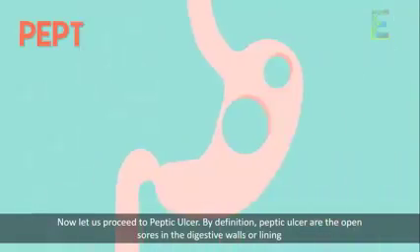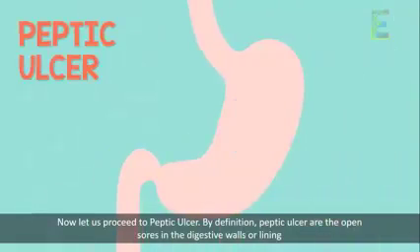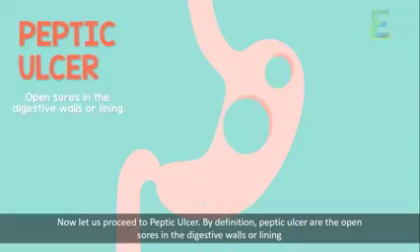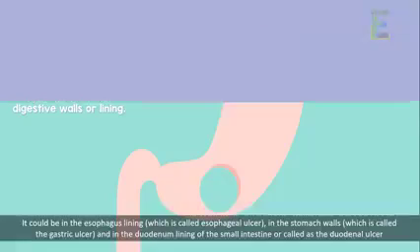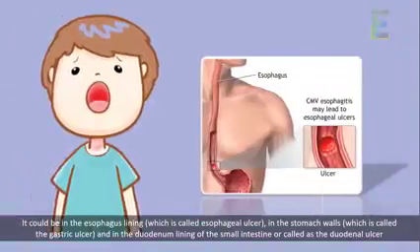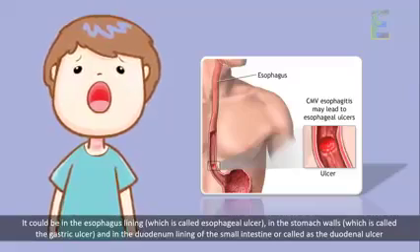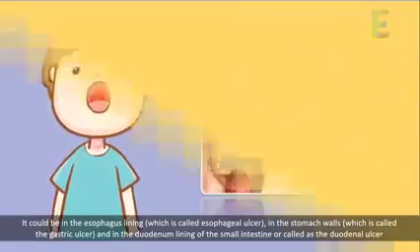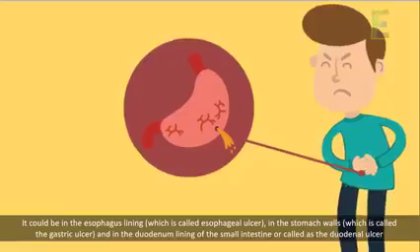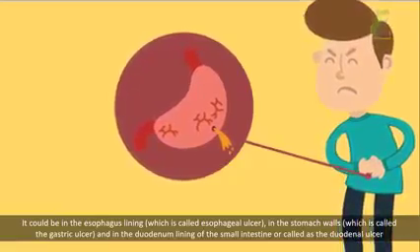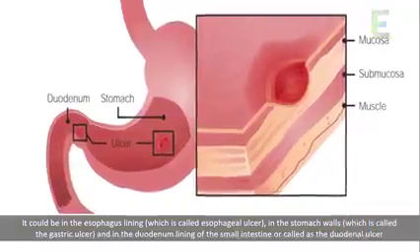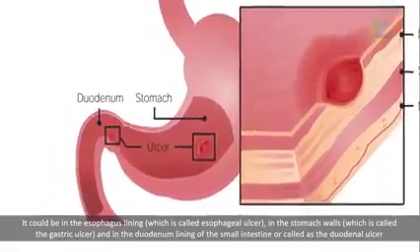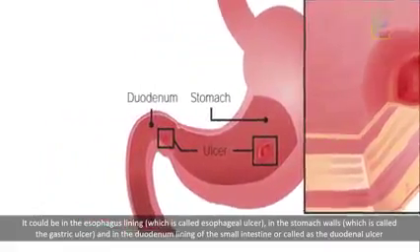Now let us proceed to peptic ulcer. By definition, peptic ulcers are open sores in the digestive walls or lining. It could be in the esophagus lining, which is called esophageal ulcer, in the stomach walls, which is called gastric ulcer, and in the duodenum lining of the small intestine, called the duodenal ulcer.